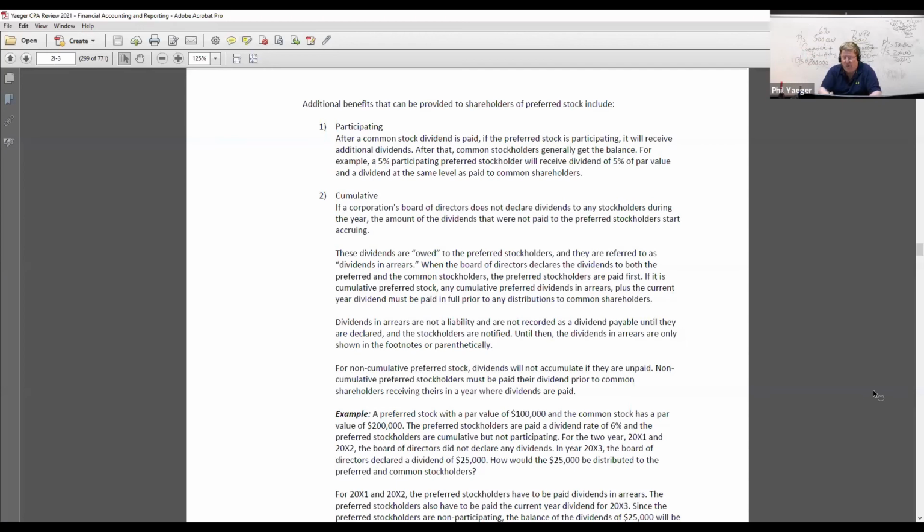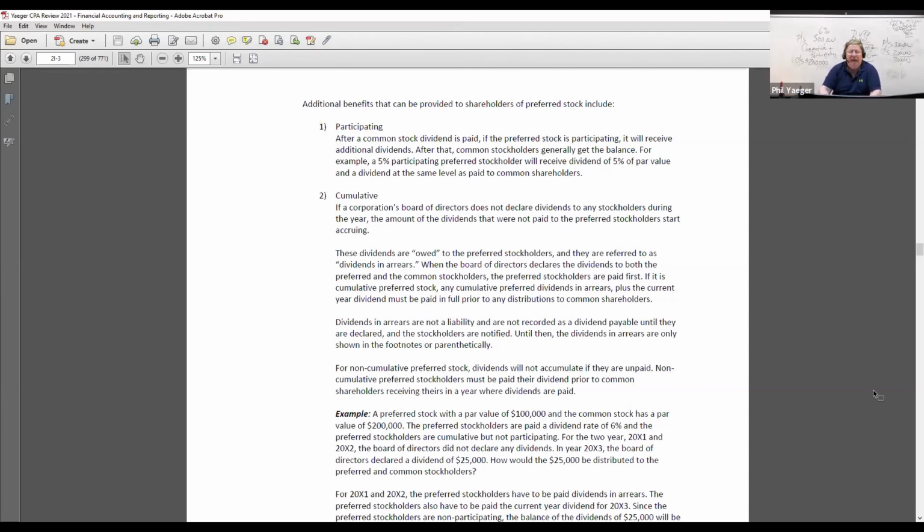Stock dividends. How many different types of stock dividends are there? There's a large stock dividend and a small stock dividend, right? Now, when you have a large stock dividend, it's normally where the stock dividend increases the outstanding shares by more than 20 to 25%. Remember that? So a large stock dividend increases the shares more than 20 to 25%.